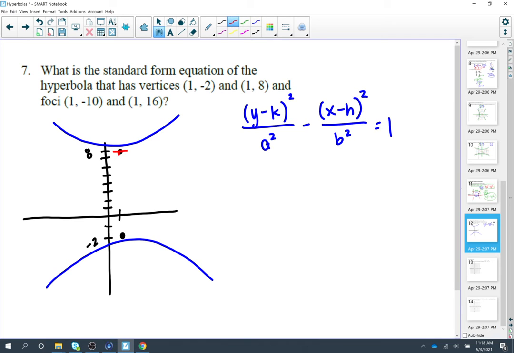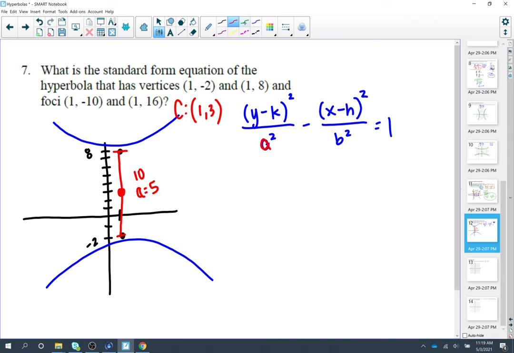From vertex to vertex, that's from 8 to -2, is 10, which means I know that my a value is 5. So that's going to help me right over there. Then if I need my center, I'm going to take 5 away from 8, which is going to put me down here at 3. So I know my center is going to be at (1, 3).